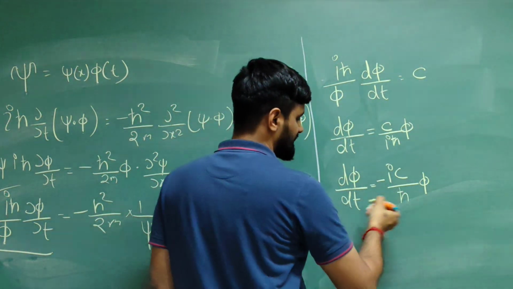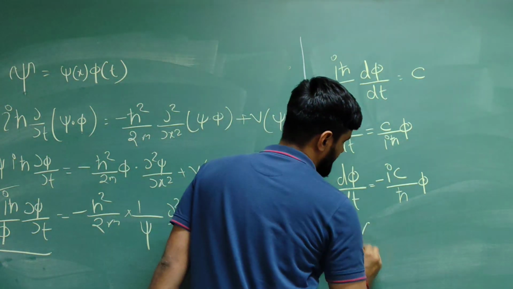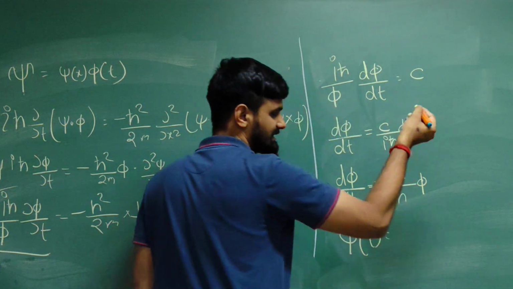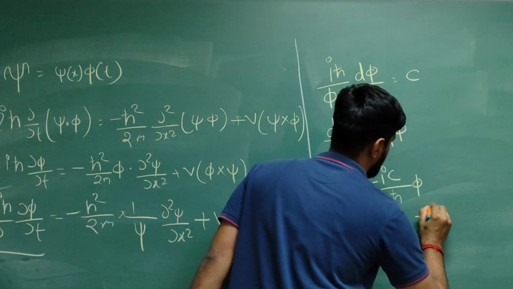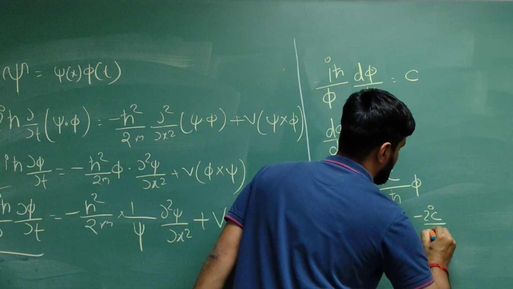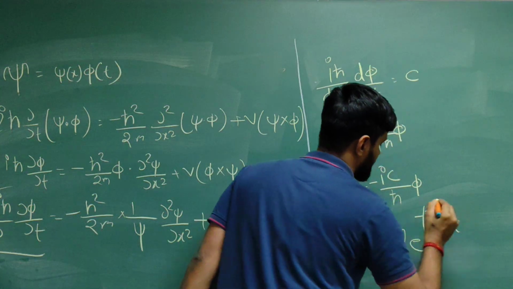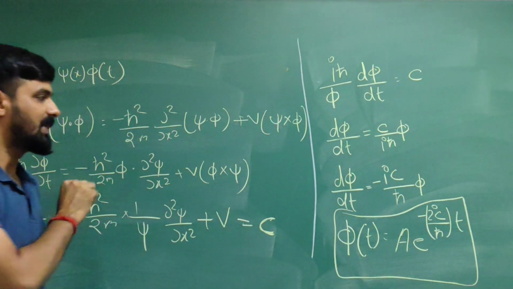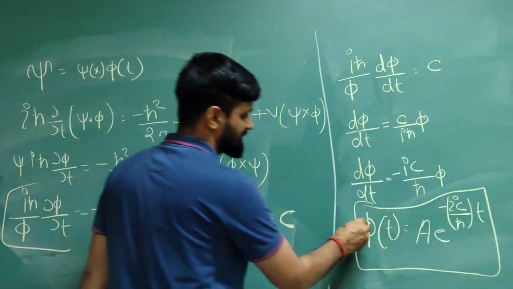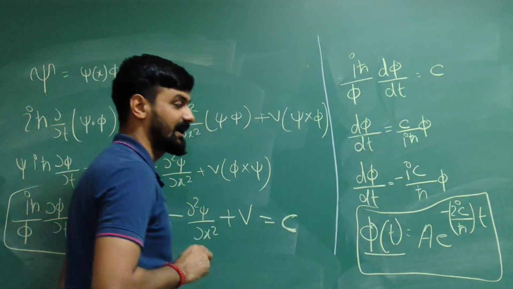Is that clear? So if you solve these things, then you will get phi(t) equal to, let's say I am assuming a constant A, A e to the power minus i c by h cut into t. So now this is the time dependent part of the Schrodinger wave equation, which is phi(t), right?